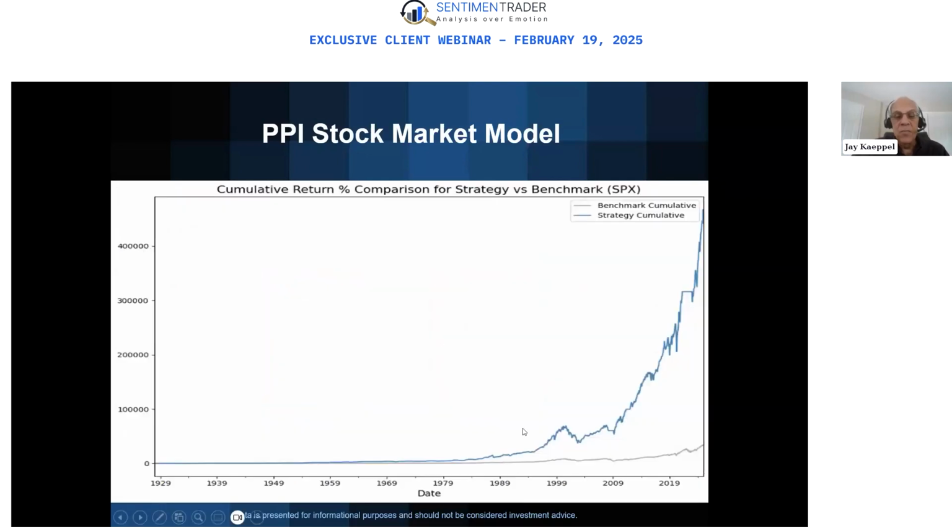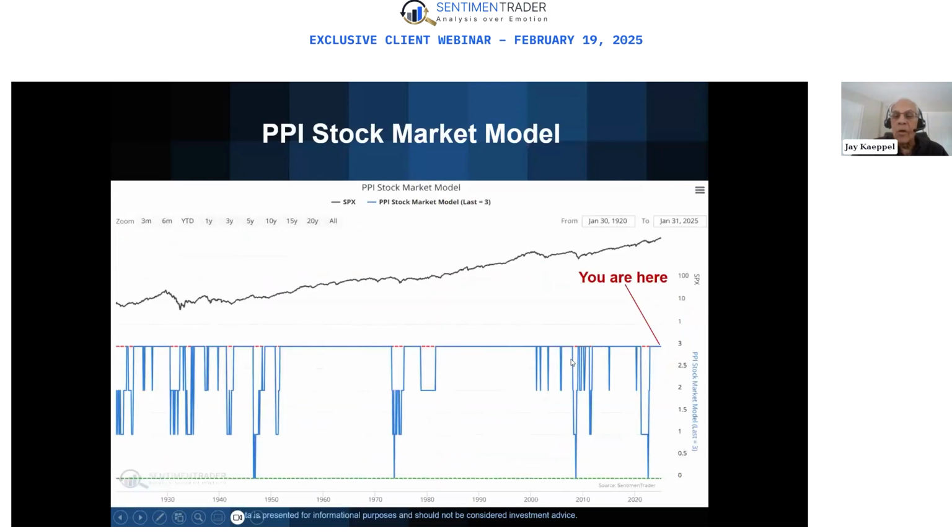And here's the cumulative gain using the strategy going back into the 1920s versus the S&P. And where are we now? Well, we're at +3. So this is a favorable position right now.